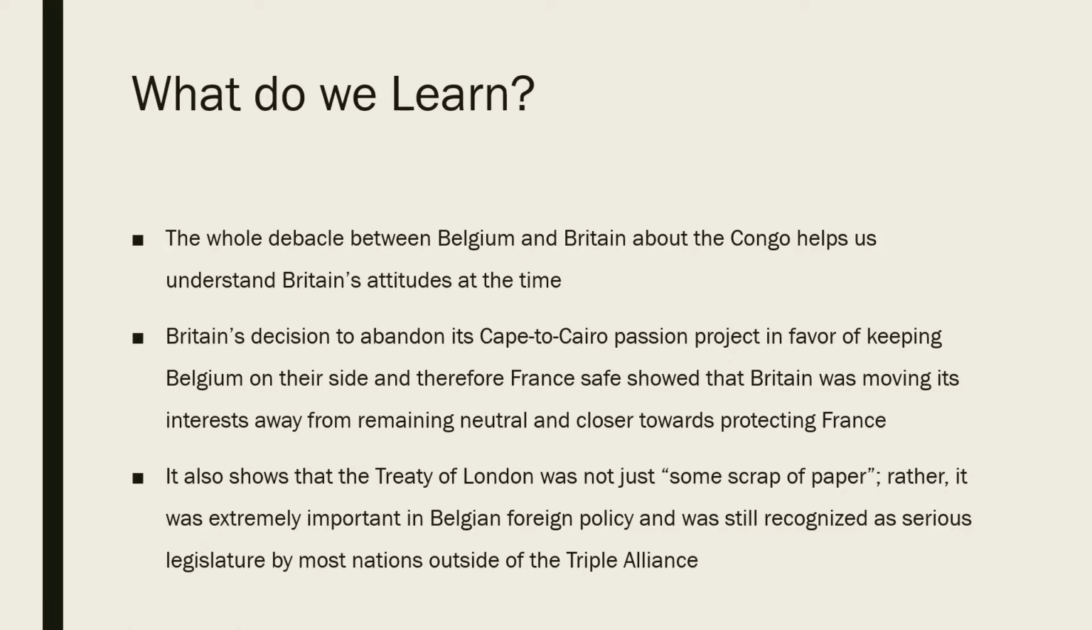Okay, we have all the history together, but what do we gain from this? I know that I said this video is about Belgium, and it is, but perhaps the greatest value from taking a deeper look into Belgian history is what we glean about Britain's attitudes during the antebellum period, leading up to World War I. Britain's decision to abandon its Cape to Cairo passion project in favor of keeping Belgium satisfied and therefore France safe is really significant because it shows that the British were willing to abandon their personal interests if it meant a chance would arise to contain Germany.